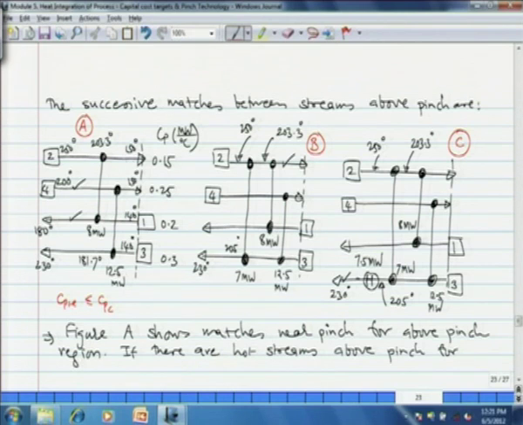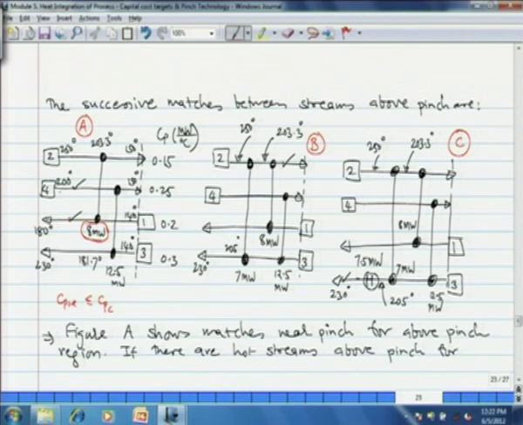So, stream 2 can easily give that much heat to stream 1, and then we place a match and place a heat exchanger of 8 megawatt capacity, and then stream 1 is ticked off, which means the heat duty on stream 1 is ticked off. That means the total heat duty of stream 1 is satisfied.